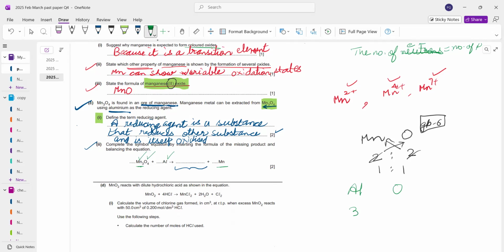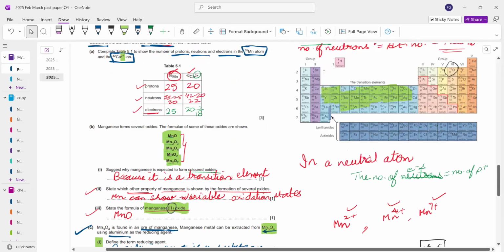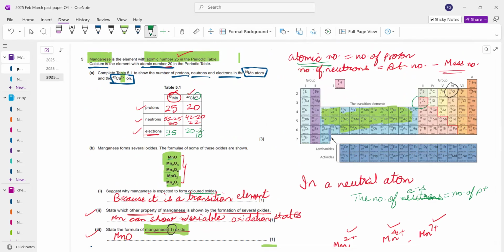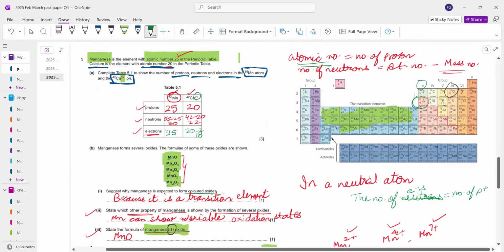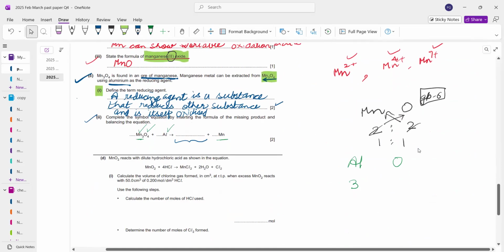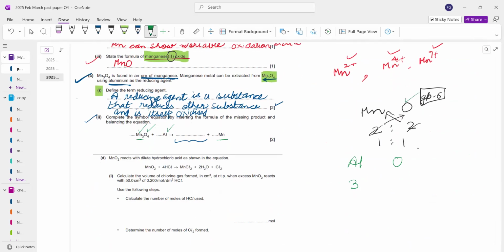Aluminium has a valency of 3 since it belongs to group 3 of the periodic table. Taking you to the periodic table, aluminium is here in group 3, so the valency is 3. Oxygen we just discussed here also. It's a member of group 6 and hence has a valency of 2. We cannot simplify 3:2 further. So we'll just do the crisscross and the formula becomes Al2O3.